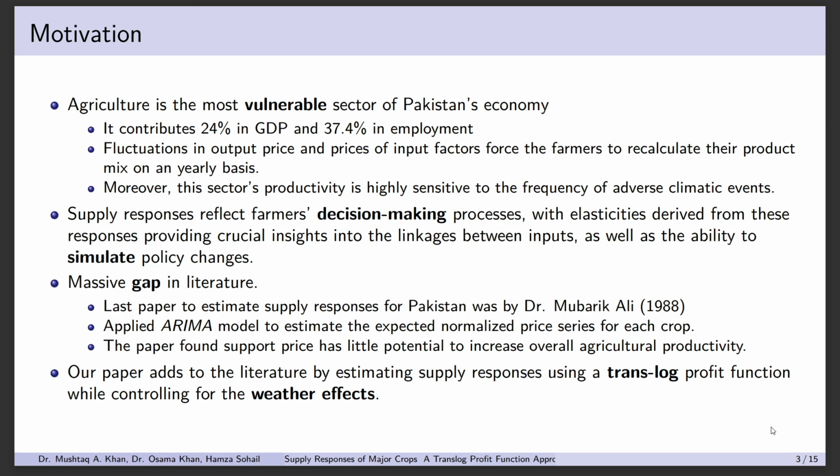The second motivation is that there's a massive gap in literature. Especially in the case of Pakistan, the last paper that estimated supply responses was by Dr. Mubarak Ali back in 1988, and the insights from this paper are still used in our policy design in the agriculture sector. He basically estimated an autoregressive moving average model on expected prices, and the main insight derived from this study was that support price has little potential in increasing overall agriculture productivity.